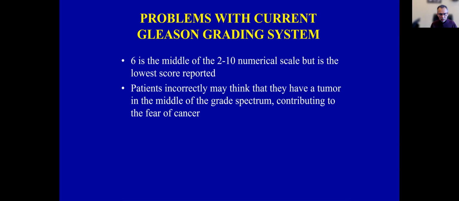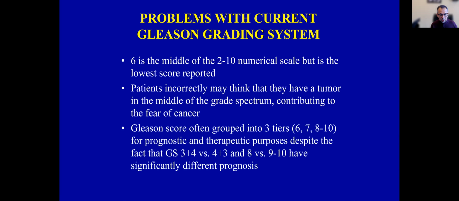You may argue that with all these things, we should have a perfect system, but that's still not true. Even with these contemporary modifications, there are some problems with the current modified grading system. Number one is, since the Gleason score 6 is the middle of the 2 to 10 numerical scale, patients often assume that they have a moderately aggressive cancer, despite the fact that that's the lowest grade that we apply in prostate biopsy.